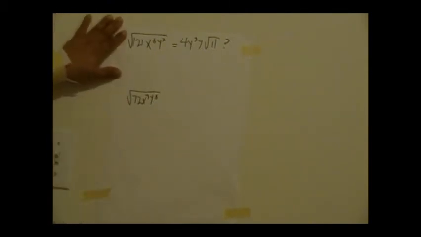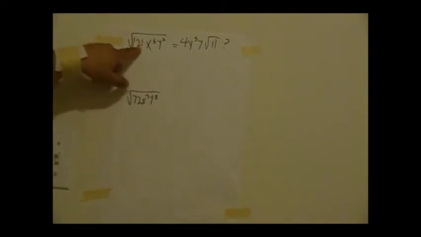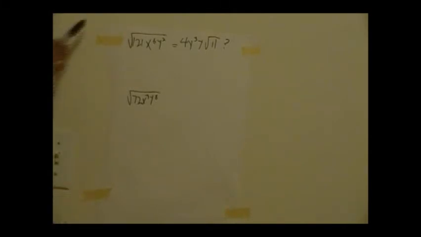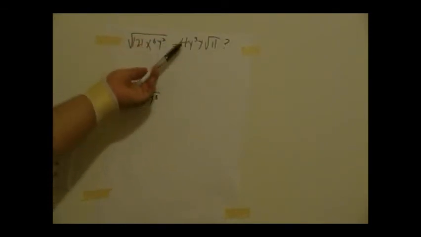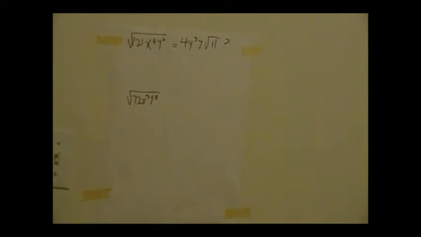So let's look at the first problem. We have the square root of 121 x to the 6 times y squared, okay? And the answer came out to be 4y cubed times y square root of 11. Technically, I guess you could combine these, but there are some problems. Where did x go? And I'm not quite sure the square root of 121 is 4 times the square root of 11.